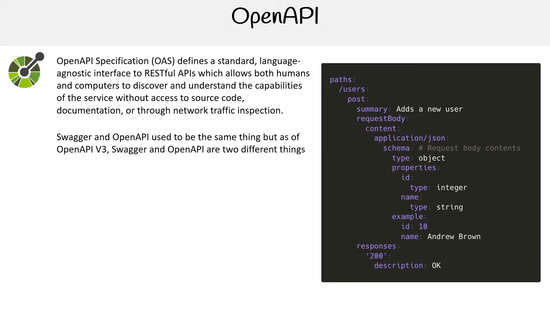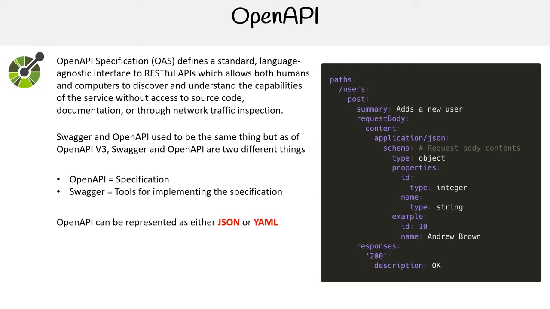No matter what cloud service provider you go to, they're going to have an option for their API gateway to import OpenAPI. Swagger and OpenAPI used to be the same thing, but as of version 3 of OpenAPI, Swagger and OpenAPI are two different things. So OpenAPI is a specification. Swagger are tools for implementation. For the specification, if you want to use, I think it's like Swagger, it's by SmartBear, and SmartBear, I believe, is the one that came up with OpenAPI to begin with. And so OpenAPI can be represented as either JSON or YAML, as I said earlier, but there you go.